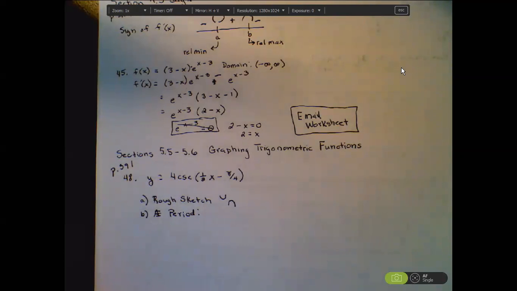When we graph tangent, we said it has vertical asymptotes wherever sine is 0. And where is sine 0? Whole pies or half pies? Where is y 0 on the x-axis or the y-axis?